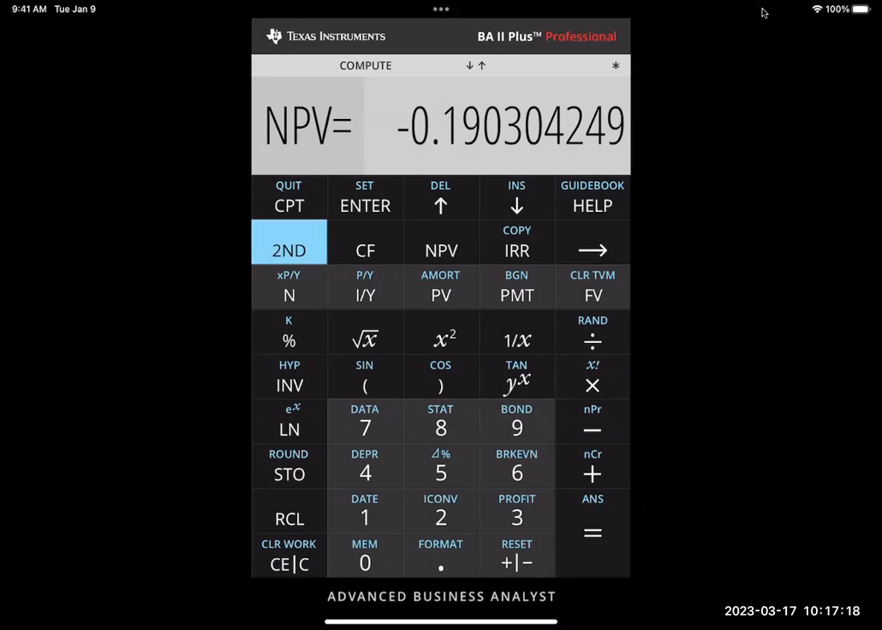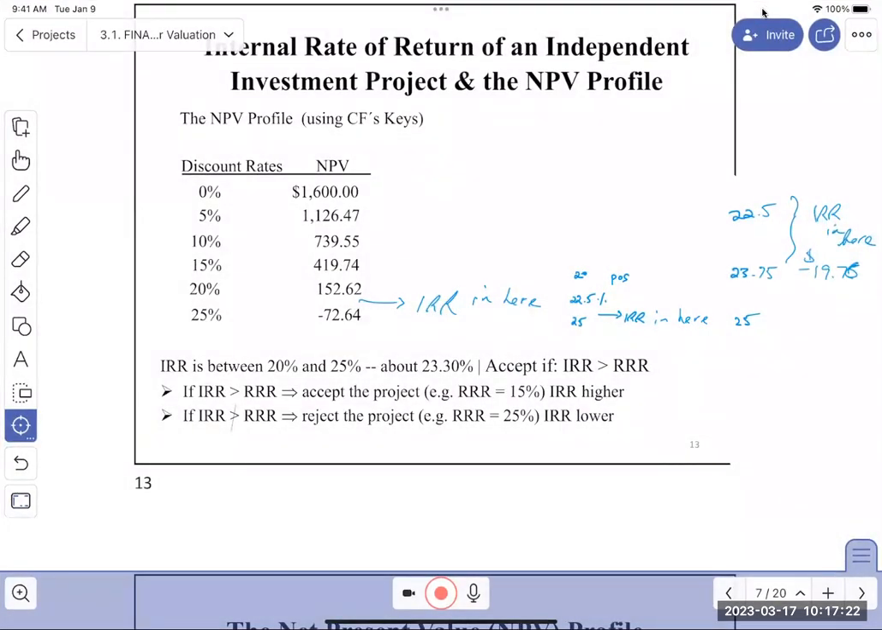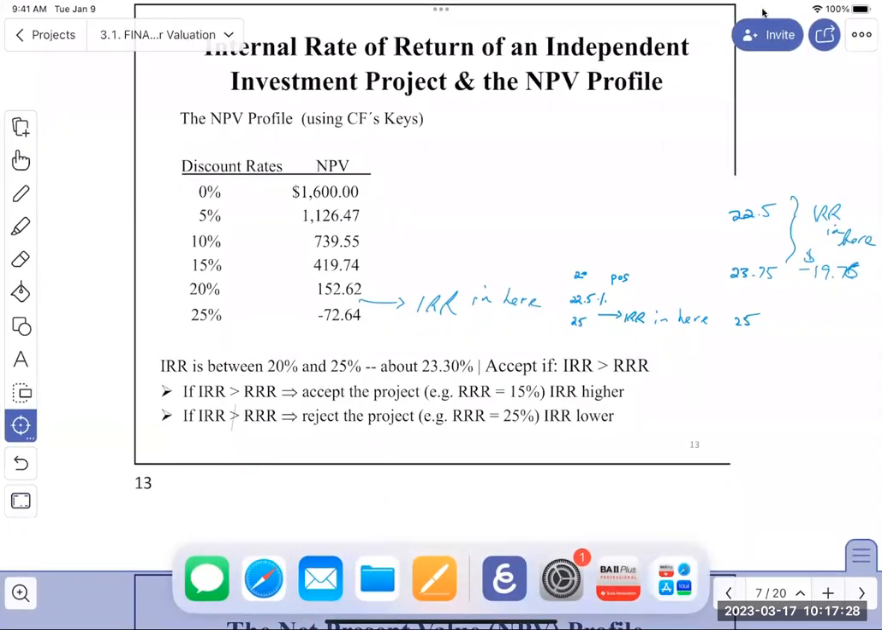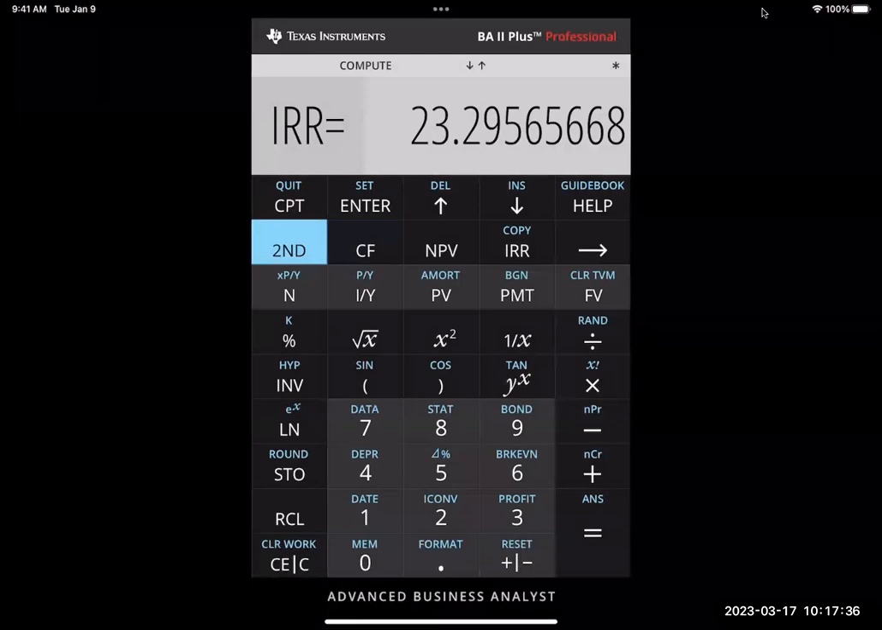So the fact that the answer is 23.3 is also rounded, but to more decimal places, like the one when we first solved it. Let's go back to when we first solved it and we computed IRR. You see, it's not exactly 23.3, it's 23.2956566. So that will make it zero. Let's store that number. Let's put that number into the discount rate.